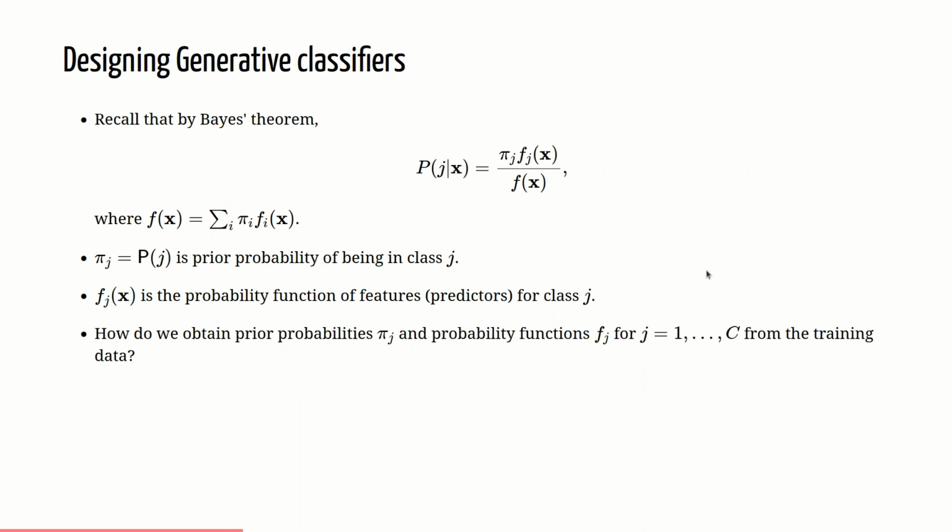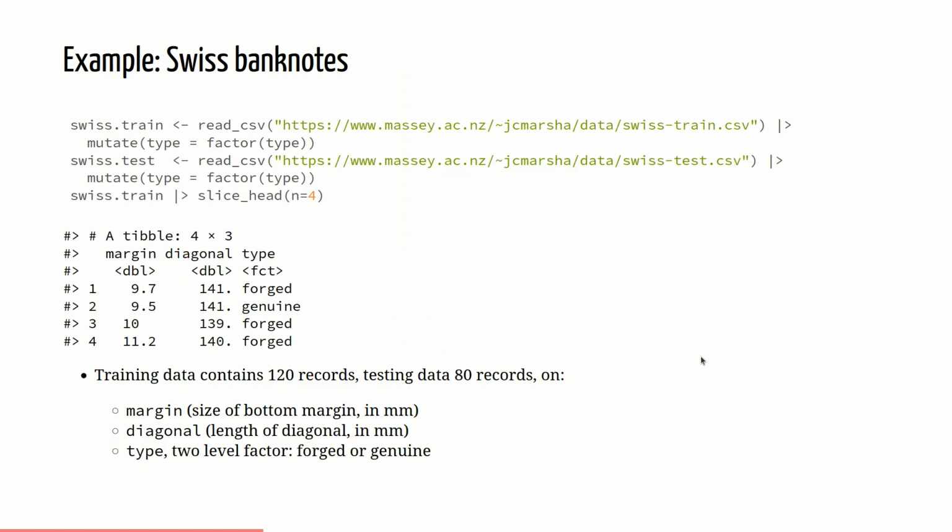Okay, so to design generative classifiers, we need to figure out what these pi's and f's are. Then we just plug it into the formula and we're done. So the question then is, how do we obtain prior probabilities and probability functions from training data? We've seen how to do it in the simple case where our predictors are categorical and we can just draw a table up and work these things out directly. But what if our predictors are numeric?